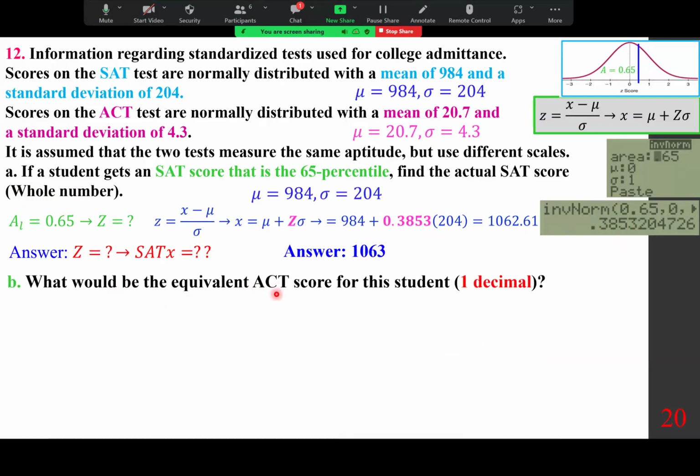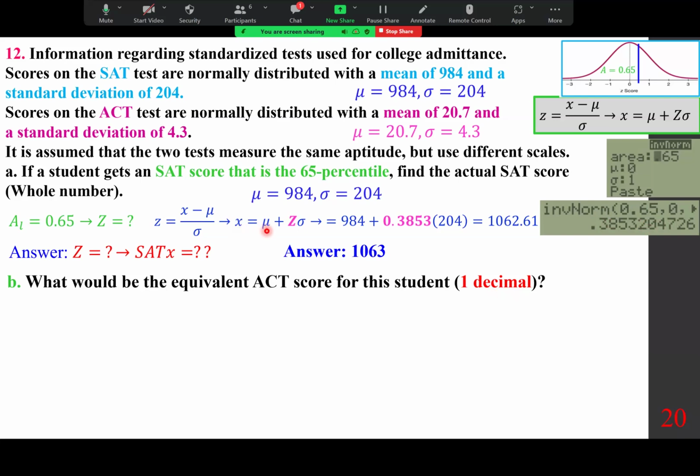What would be the equivalent ACT score for the student? And they want 1 decimal now. And that's something you want to pay attention to. 1 decimal, whole number, and so on and so forth. So that's extremely important to see what they are asking you to do. Come up with the exact answer. Okay, we are going to use the same Z. We have already come up with the Z score here.